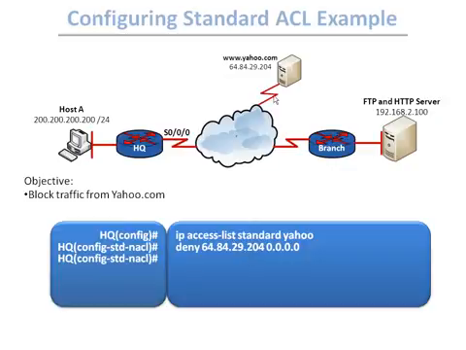But since we wanted to block only Yahoo traffic, that means we have to permit everything else. So that is why we're typing permit any. After that, we have to apply the access list, and the most logical place to apply the access list is in the inbound direction on interface 0/0/0.